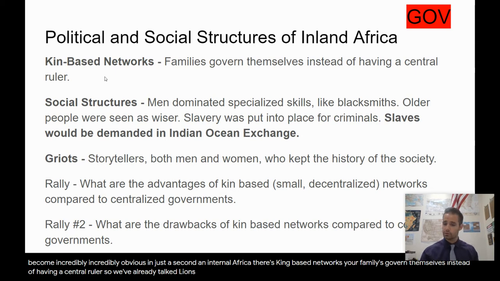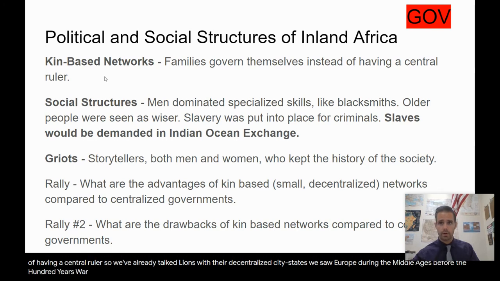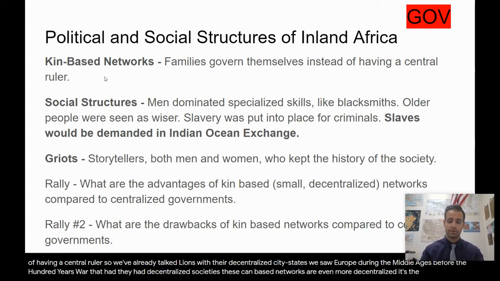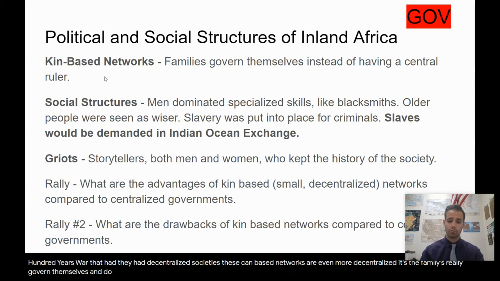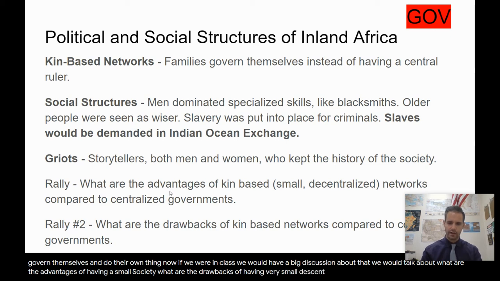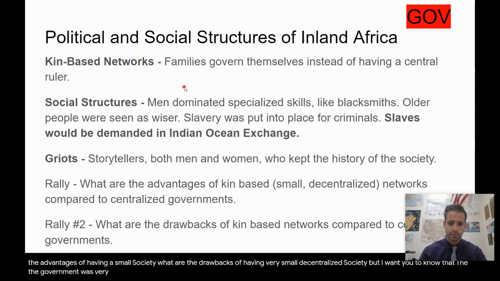We saw the Mayans with their decentralized city states. We saw Europe during the Middle Ages before the Hundred Years' War, they had decentralized societies. These kin-based networks are even more decentralized. The families really govern themselves and do their own thing. Now, if we were in class, we would have a big discussion about that. We would talk about what are the advantages of having a small society, and what are the drawbacks of having a very small decentralized society? But I want you to know that within inland Africa, the government was very decentralized, very small as well.